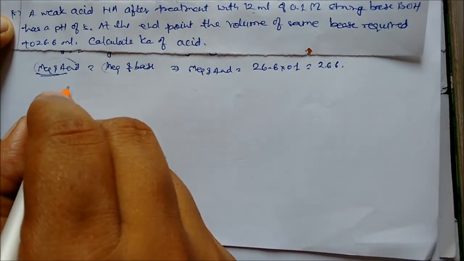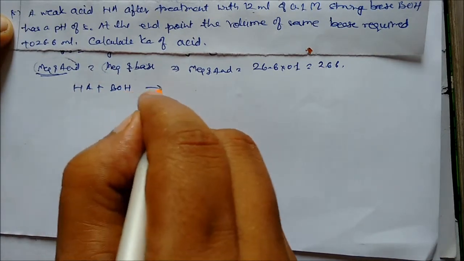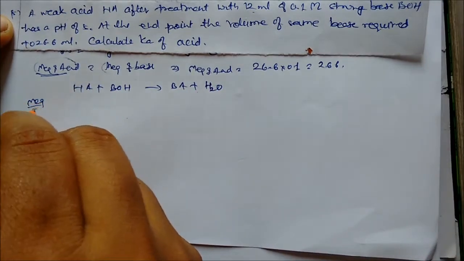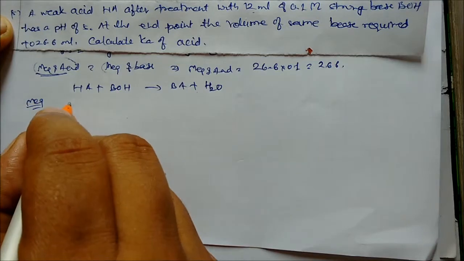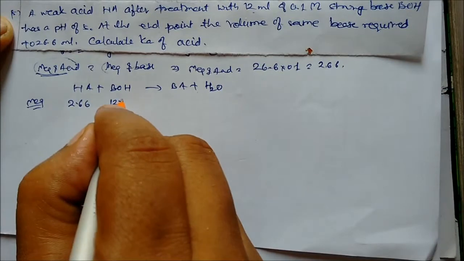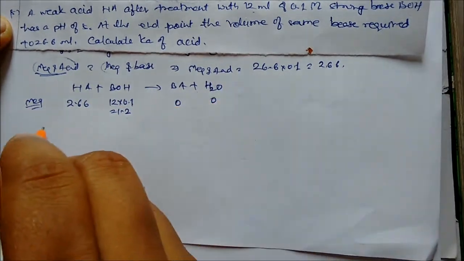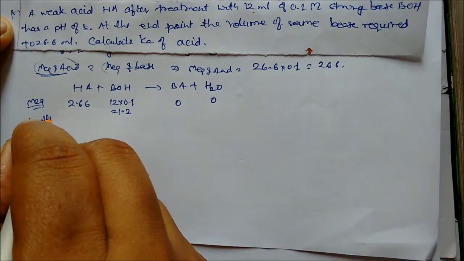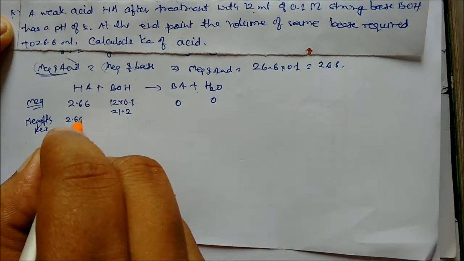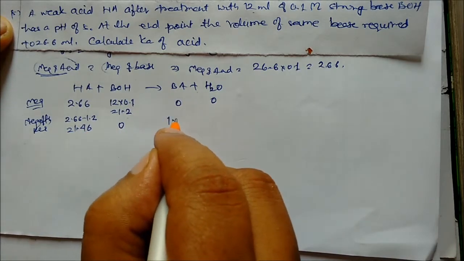Now for the partial neutralization of the acid, the reaction will be HA plus BOH giving BA plus water. So we write milliequivalents before reaction: the acid is 2.66 and the BOH is 12 into 0.1, which is 1.2, and the products are 0. After reaction, it will be 2.66 minus 1.2, which gives 1.46 for the acid, 0 for the base, and 1.2 for the salt BA.